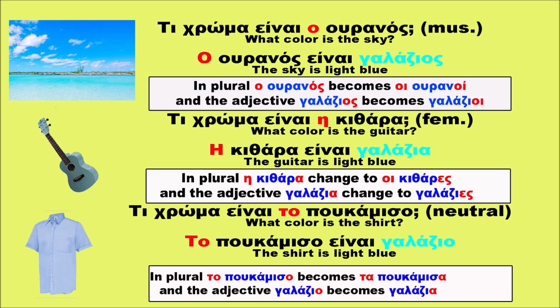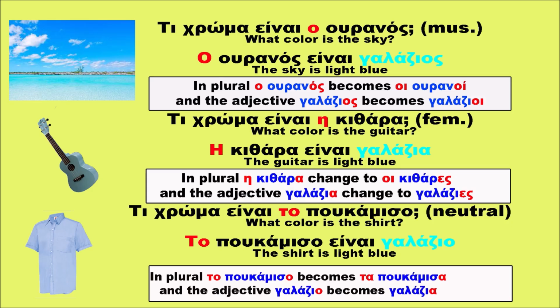Τι χρώμα είναι η κιθάρα? Feminine. What color is the guitar? Η κιθάρα είναι γαλάζια. The guitar is light blue. And in plural, η κιθάρα changes to οι κιθάρες, and the adjective γαλάζια changes to γαλάζιες.